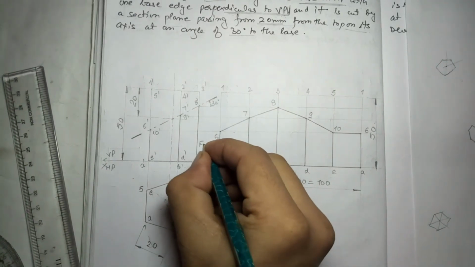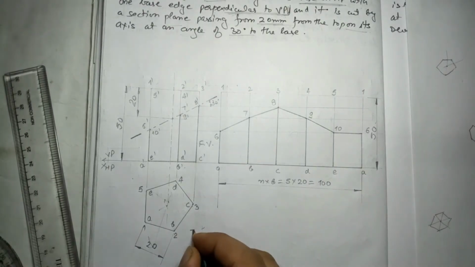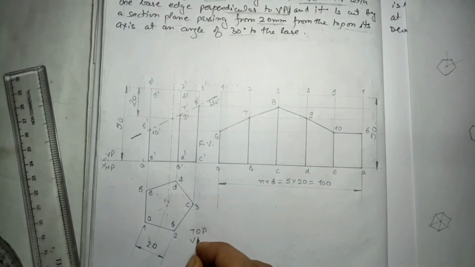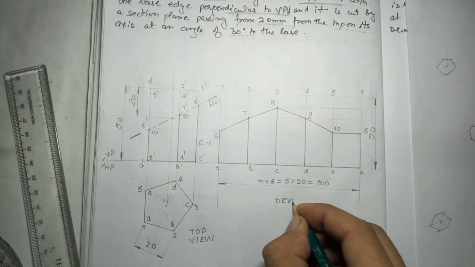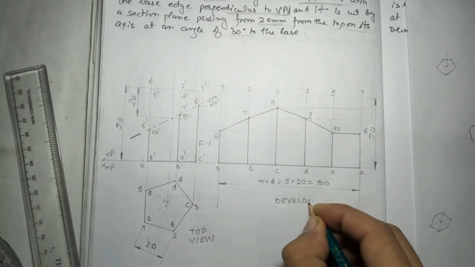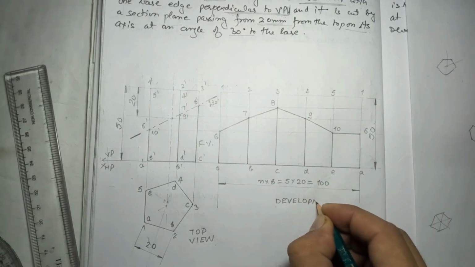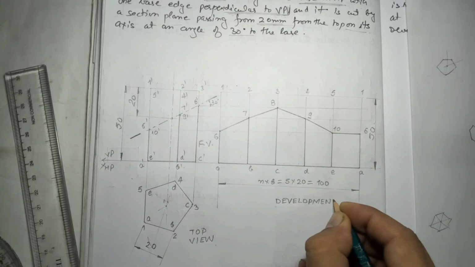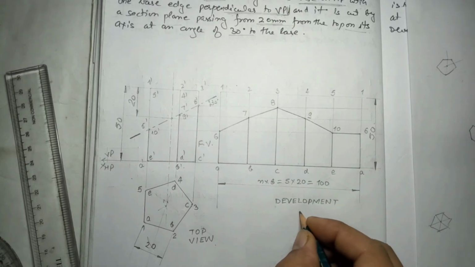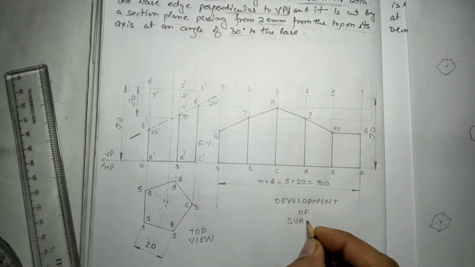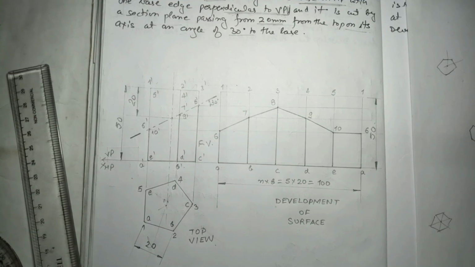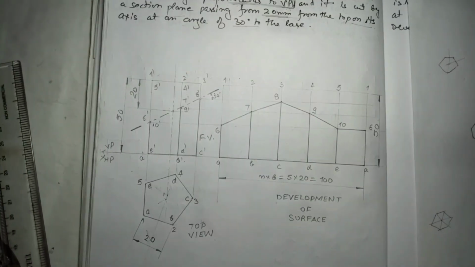So this is the front view of the object, this is the top view of the object, and this is the development part. So you have to give the label or names to the views. So this is the solution. Thank you.